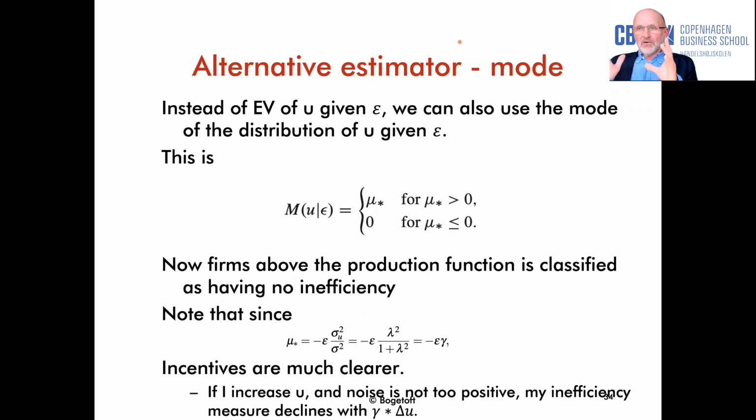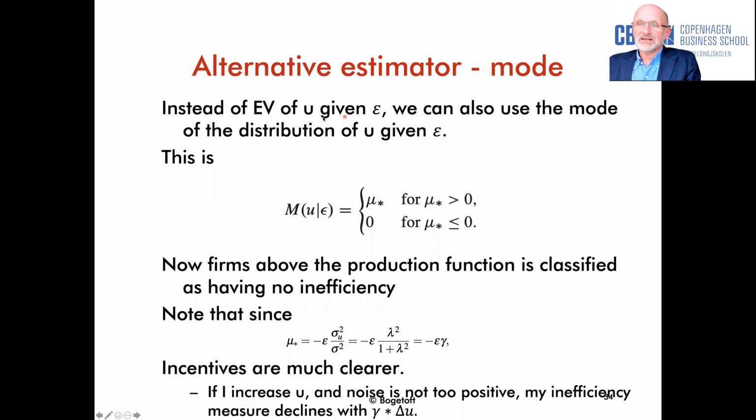Okay, so what we did before is we never observe the u's. We observe the composite error. So we look at the conditional distribution of the inefficiency term given the composite error, the composite epsilon here, which is noise and inefficiency. So instead of looking at the expected value of u, you could also look at the value of u that gives the highest probability, which is the most likely u given that you have observed epsilon.